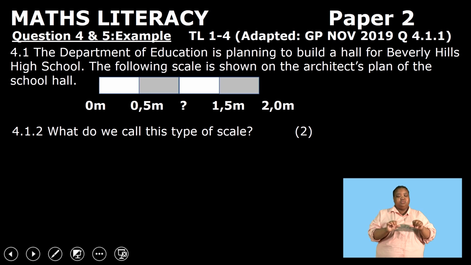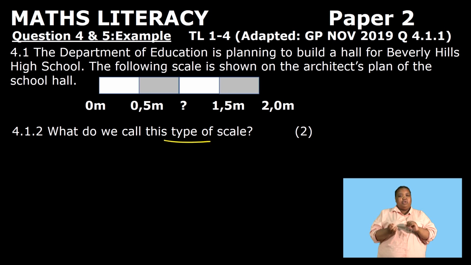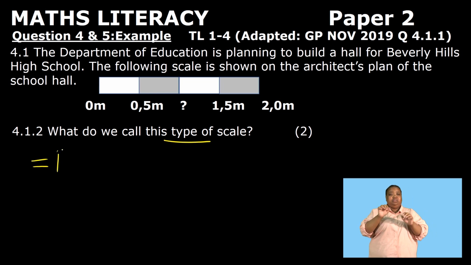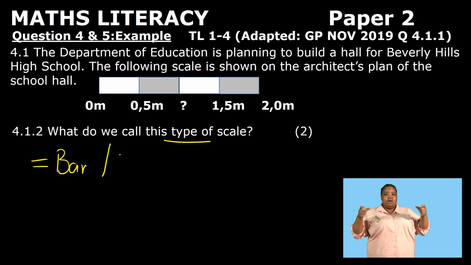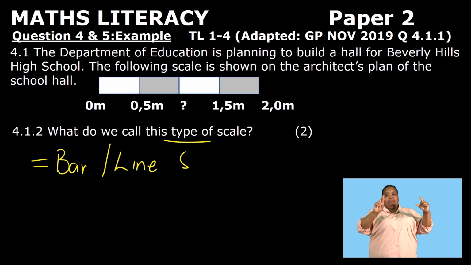Question 4.1.2, what do we call this type of scale? Remember, we have two types of scales. So this one is a bar scale, or you can say it's a line scale.